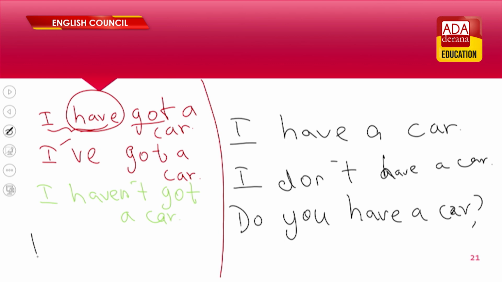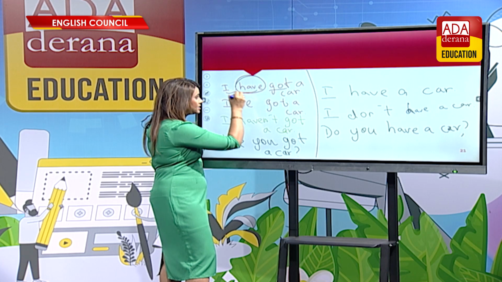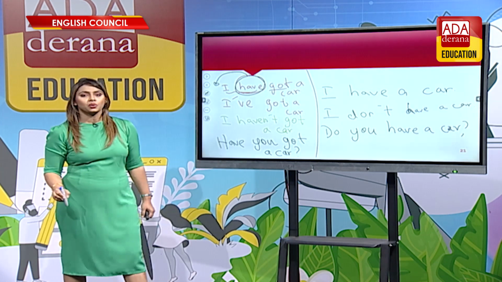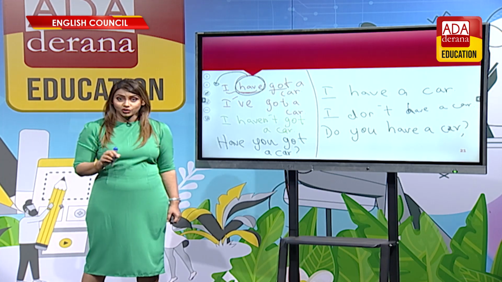Right? So, have you got a car? Because I have got a car, so this is the helping verb. It comes in front. You start the question with the helping verb. That's why: have you got a car?